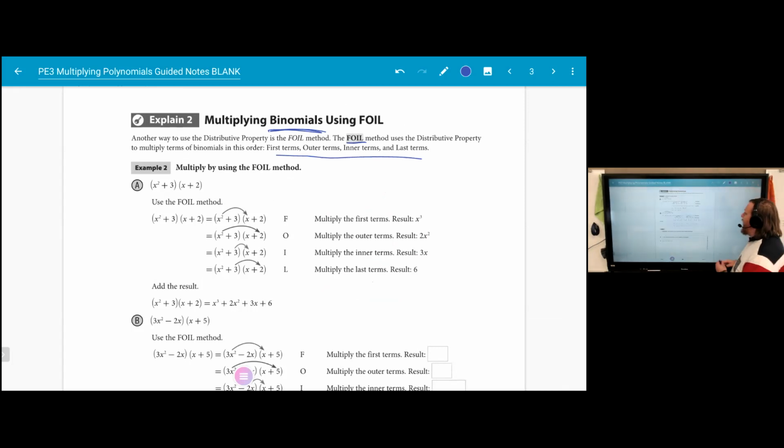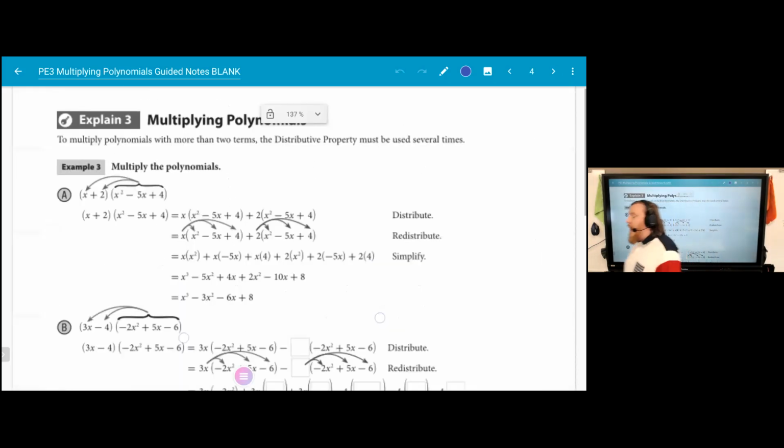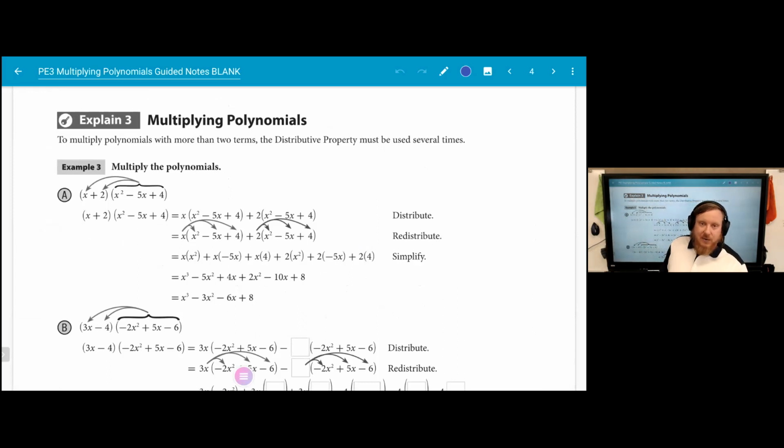So I'm going to go right to the next one, multiplying polynomials. If we've got more than two terms, more than binomials, let's say three terms in something, we would call that a trinomial. You hear that tri, like three, right? Or four, and it just gets on and on. But FOIL doesn't work for those, but our distribution method does. So let's take a look at this. I've got x plus 2 times x squared minus 5x plus 4.